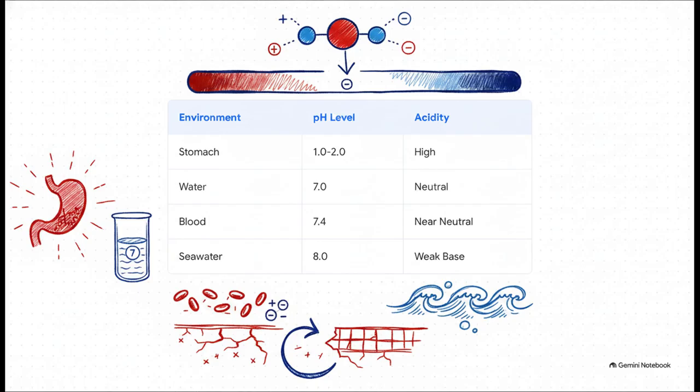The scale is unbelievably delicate. Pure water is a perfectly neutral 7.0, and human blood is tightly regulated at roughly 7.4. Seawater is a weakly basic 8.0. But your stomach? That's a highly acidic 1.0 to 2.0. In fact, the human stomach is so incredibly acidic that its own cells can't survive it. Your body actually has to replace your entire stomach lining every 7 to 10 days just to keep up with the damage.